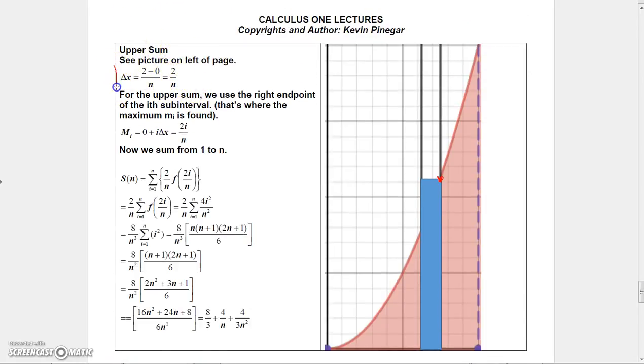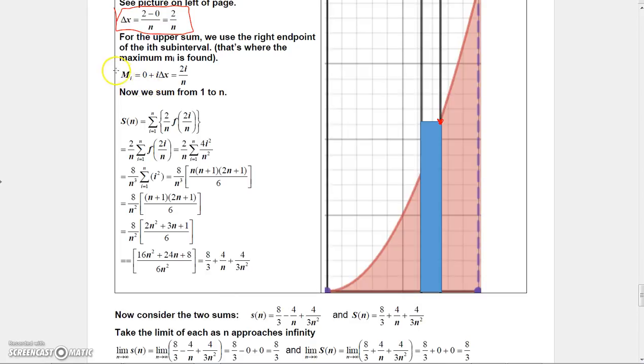The width of the rectangles is still delta x equals (2 minus 0) over n, which is 2 over n. But the x value where you get the maximum in the ith rectangle is actually going to be 0 plus i times delta x. In other words, it's i delta x units to the right of 0. And this is 0 because we're starting at 0. If we were starting at 1, going from 1 to another number, this would be 1 plus i delta x, which actually throws a new wrinkle in there. Okay, so 0 plus i delta x. Now since delta x is 2 over n, i times 2 over n is 2i over n.